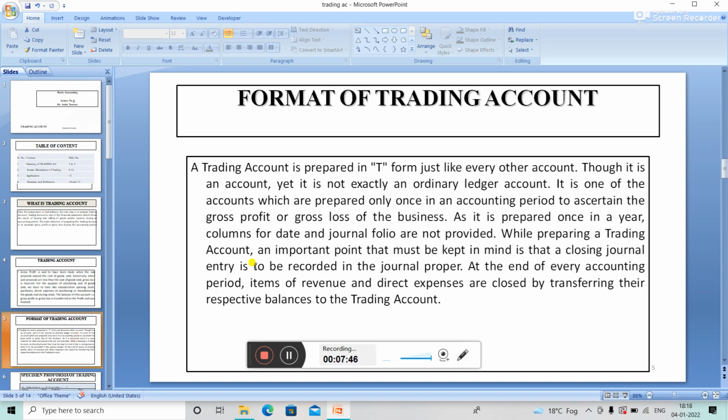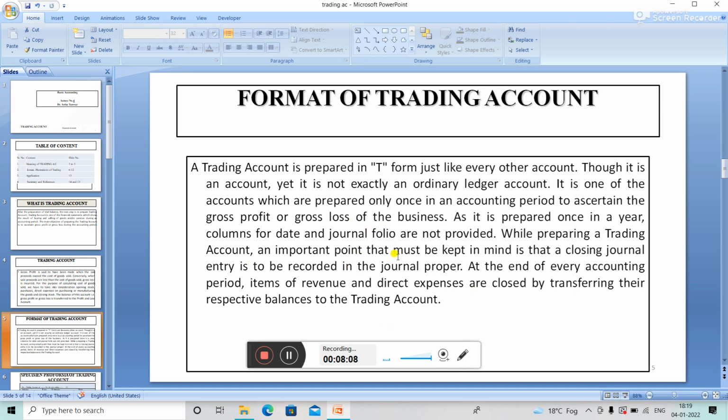Now, the trading account is going to be prepared in a T form. Sometimes this question can also be asked from you, what is the particular format, or what is the form of this trading account. So you can say that it is in T form. Okay, I hope this is clear.